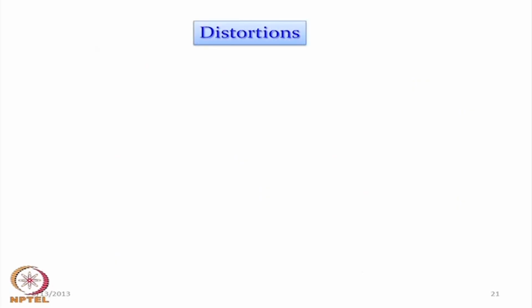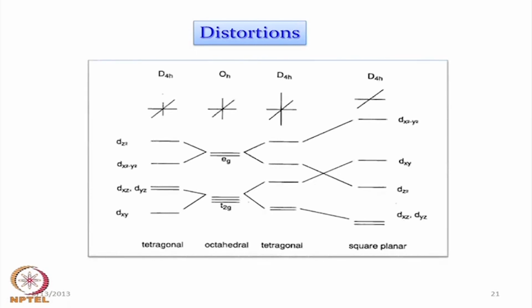Now we just move on to the different types of distortions that we can have from a regular geometry. So we will see that for octahedral geometry, in this octahedral situation, all the ML bonds are the same. So when all the ML bonds are the same, we have the regular geometry, which is related to the typical octahedral geometry, with the T2g and Eg levels, and is octahedral in size and shape.